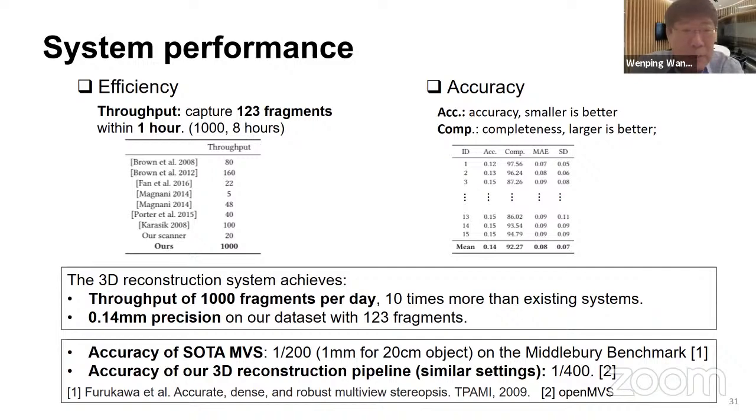Then there is one thing I want to mention. The state of the art of MVS reconstruction is about 1/200, and we use a similar setting with a more optimized setup. We achieved a similar accuracy of 1/400. I will not say this is too much, but I want to point out the accuracy achieved by our system is around or slightly better than the state-of-the-art accuracy if you use OpenMVS. And the limitation now is the pixel size. Okay, so you can never be more accurate than the size of a pixel.